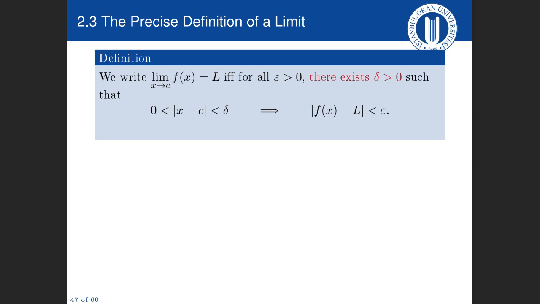The second important part here is that there exists a delta greater than zero. There exists some small number such that, and then there's the conclusion of the definition, which is a precise way of saying if x is close to c, then f of x is close to L.